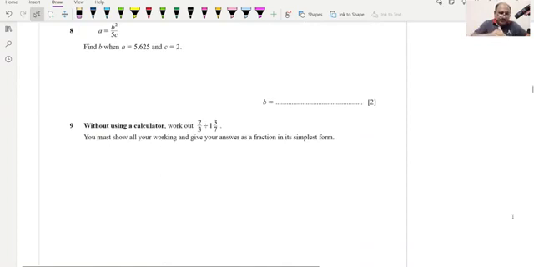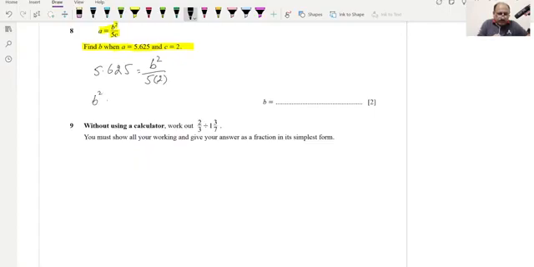Question number 8 says A is equal to b squared over 5c. Find b when A is equal to this and c is equal to 2. So we will replace the values. A is equal to 5.625 and this is equal to b squared over 5 into c, which is 2. So b squared will be equal to 10 multiplied by 5.625, and we can rewrite it as 56.25. This will be the b squared value, and the b value will be what?